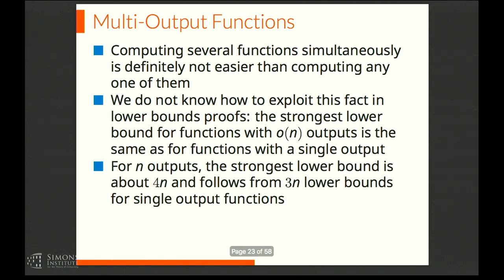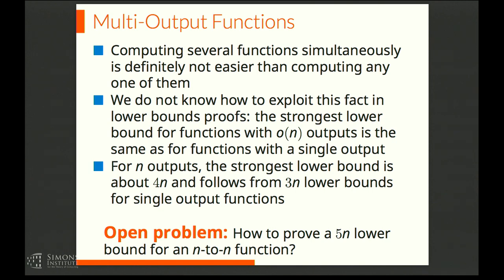So we just do not know how to exploit the fact that we have many outputs, not just one. If you allow, for example, n outputs, we can easily lift any lower bound like 3n to 4n, for example, just because you need n additional gates to compute the outputs. So this is the whole argument. But if we are talking about a small number of outputs, then we still don't know how to use this. So this is my other open problem: try to prove, for example, a 5n lower bound for an n-to-n function.